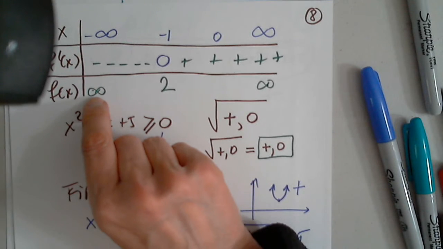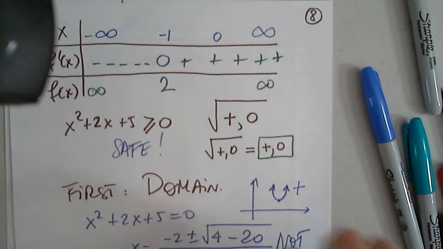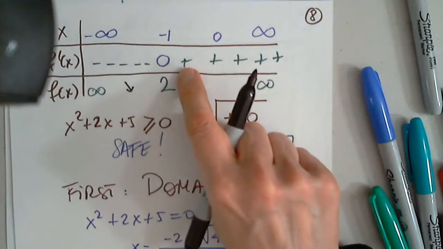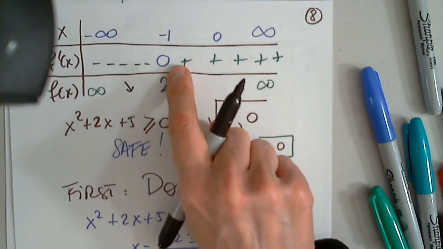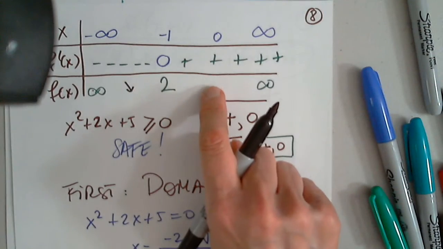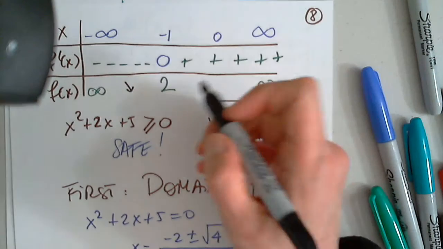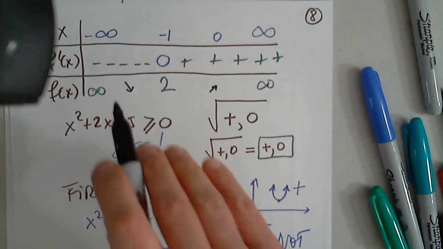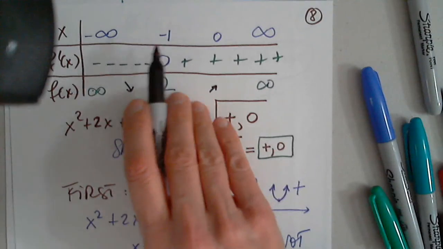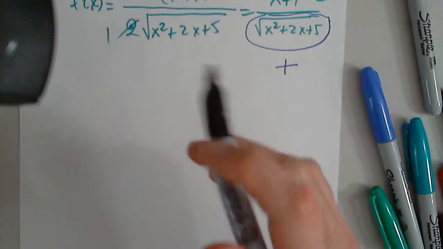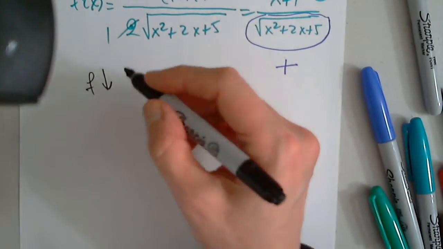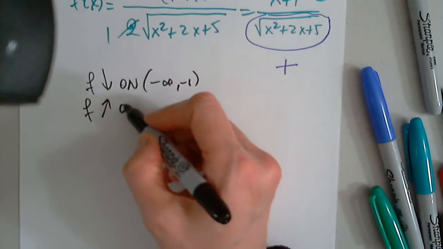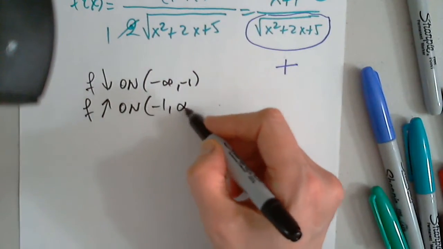Decrease. Perfect. Is it decreasing from infinity to 2? Yeah. Perfect. What should the function do between -1 and infinity since its derivative is positive? Increase. Is the function increasing from 2 to infinity? Yes. Good. So then the function is decreasing from -infinity to -1. So f decreasing on -infinity, -1, and f increasing on -1 to infinity.